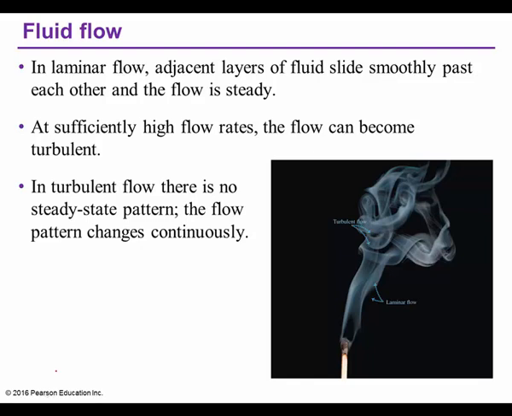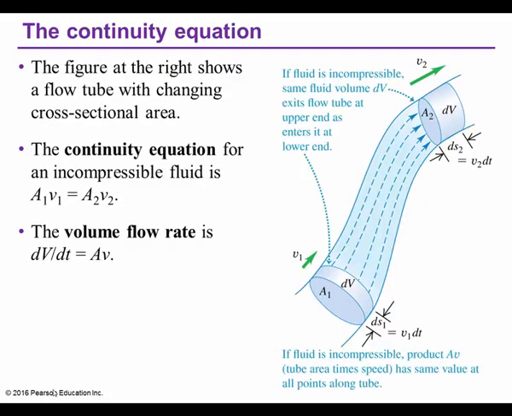So let's look at this. What about fluid flow? Now, laminar flow basically means what? That the adjacent layers slide smoothly past each other, right here. You have laminar flow. Notice how they're moving along together. They're sliding past each other. However, here it becomes turbulent flow, and there's no steady state of continuous flow.